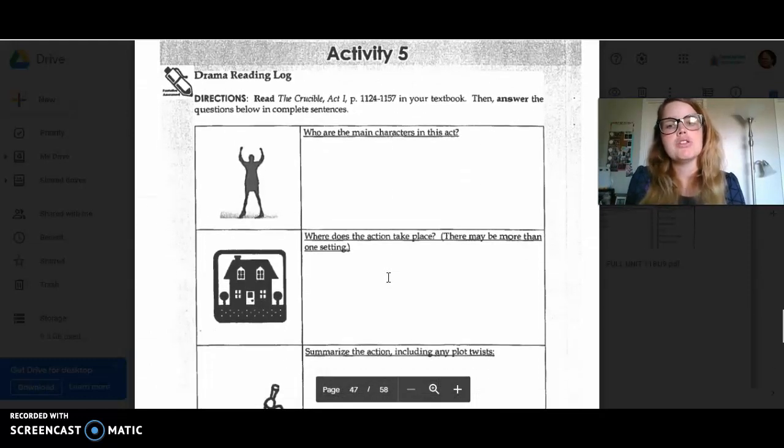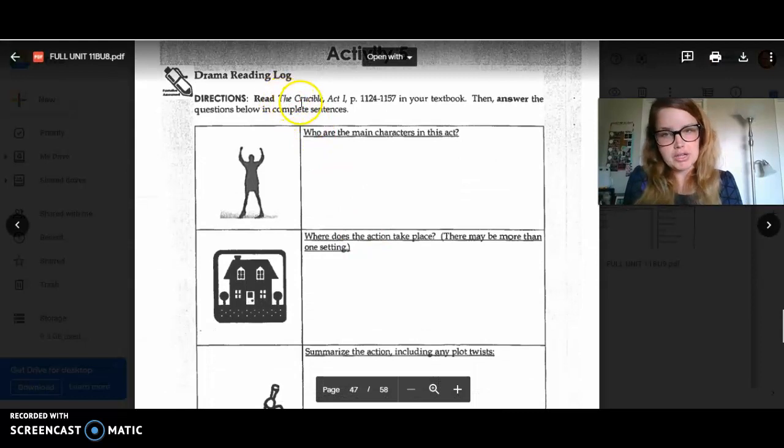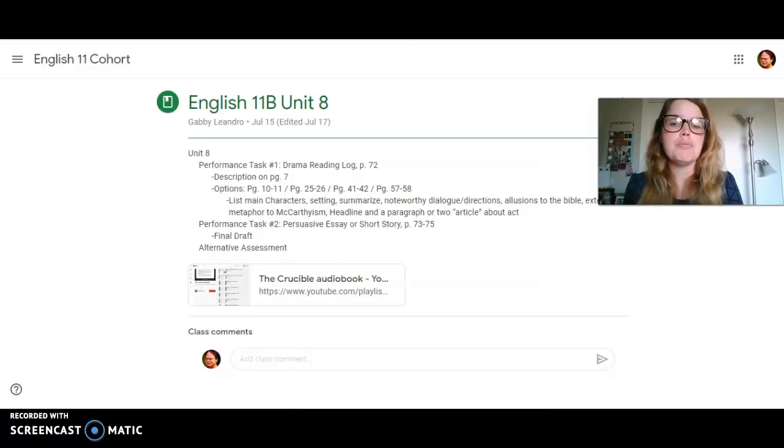So I'm going to go over one of these to show you exactly what it is that they're asking for. Right here it tells you to read The Crucible, Act 1, pages this to this in your textbook, and then answer the questions below in complete sentences. I also have The Crucible audiobook on our class website, so if you want to listen to it instead, it's a lot easier than reading it, because some of the dialogue and diction in there is a little bit difficult to read.